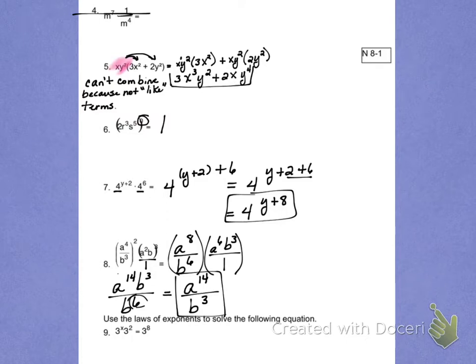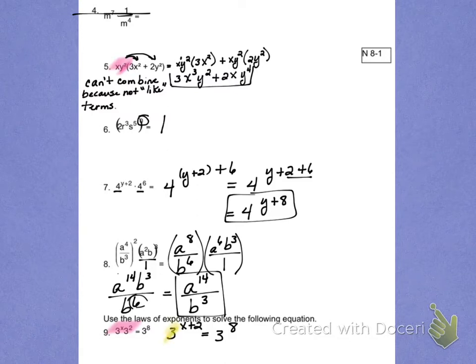The last one, we're going to use the laws of exponents to solve. Remember, bases are the same. Let's just look at the left side of the equation here. So when we look at that, the bases are the same. That means that 3 to the x plus 2, that's how we're going to combine those, must equal 3 to the 8th.